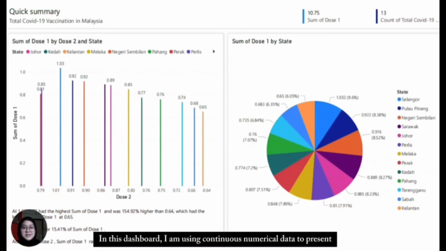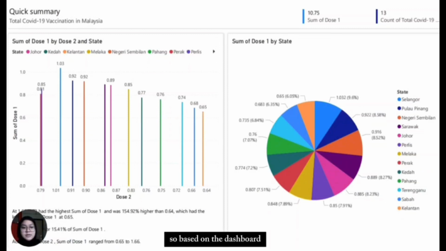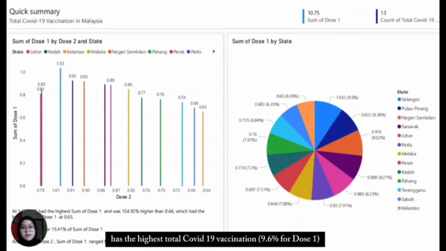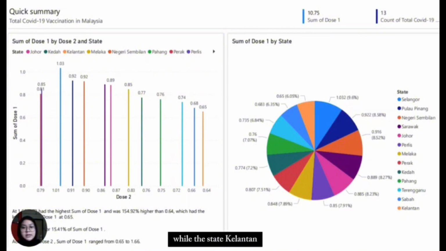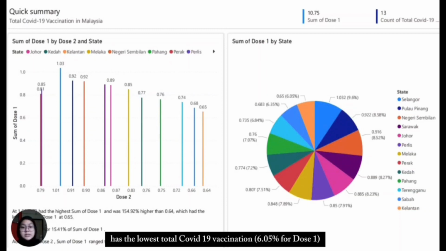In this dashboard, I am using continuous numerical data to present the total COVID-19 vaccination by 13 states. These data are first organized in a contingency table, and then the visual report is generated using Power BI. Based on the dashboard, I'm using a pie chart and a bar chart to visualize my data. It can be seen that Selangor, which is represented by the blue color, has the highest total COVID-19 vaccination, while Kelantan, which is represented by the orange color, has the lowest total COVID-19 vaccination.